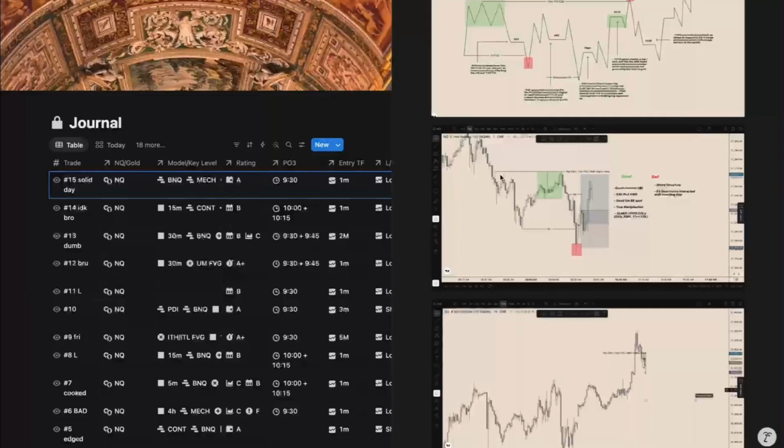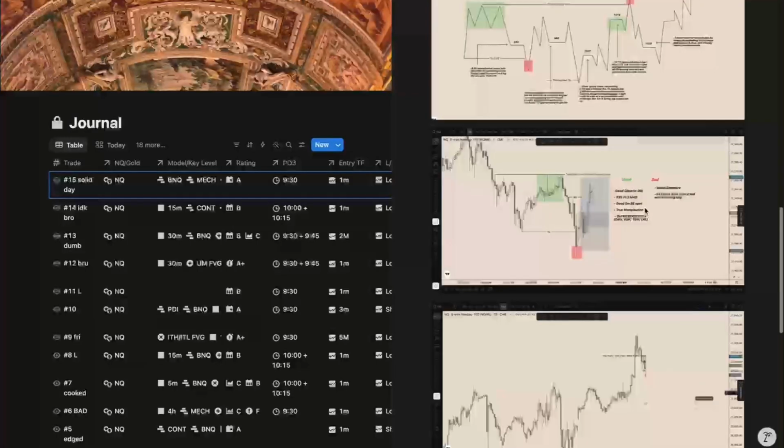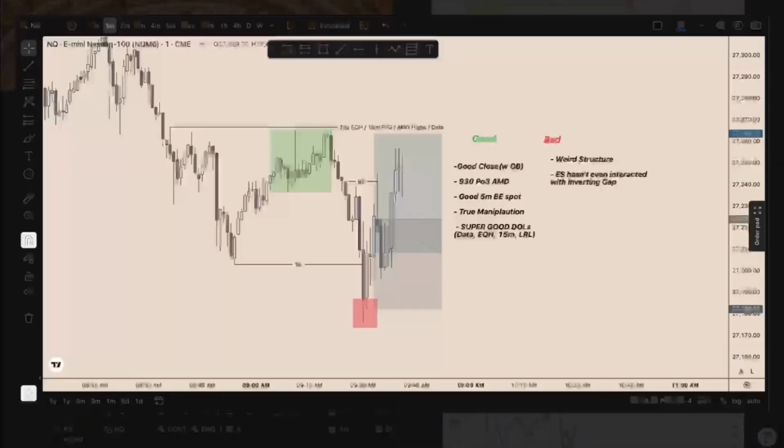just going in my notes here, this was my thought of the trade. We had this clear accumulation manipulation at 9:30, and our inversion here. We had a really good close. We had our 9:30 PO3 plus AMD structure, and we had a really good easy break-even spot here, as well as true manipulation. So ES also hit the 1 hour gap, and great DOLs.